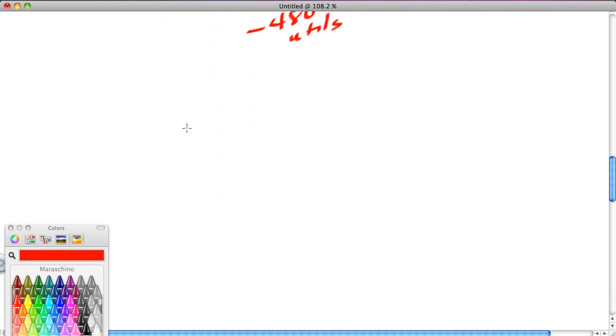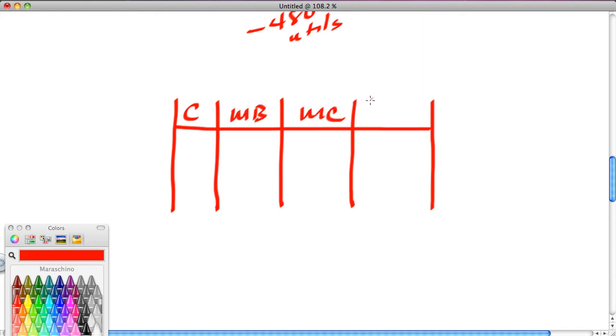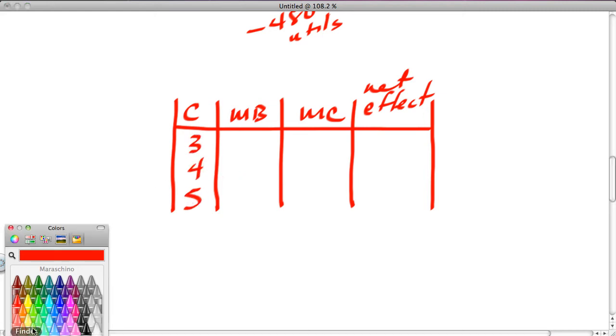And I just want to summarize this very, very quickly. I'll just put a little 4-column table. And coffee, marginal benefit, marginal cost, net effect. And we'll go 3, 4, 5. Now we have actually completed the numbers. Let me go with a different color here.